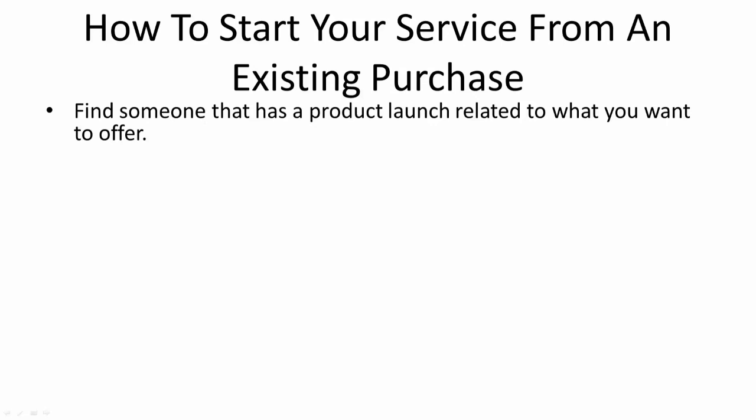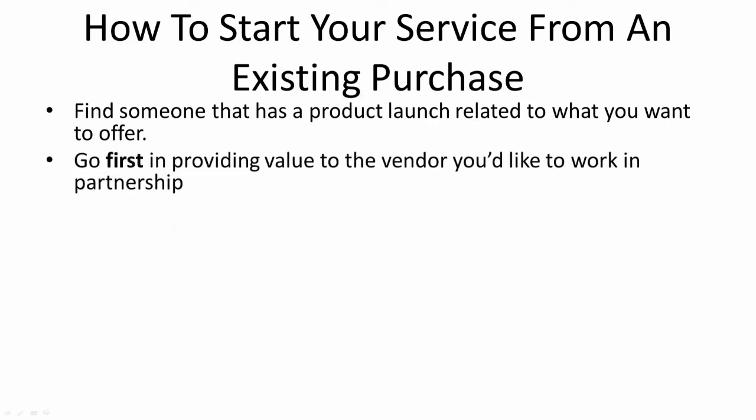You want to make sure if you're going to offer a special in terms of a particular membership site and it's related to a particular product launch, you want to be the person to offer that service. And so you need to have an eye on sites like Munch Eye, on sites like JV Notify Pro, what's actually happening. You want to do it ahead of time if possible, and then you want to go to that vendor and go first in providing value to them.